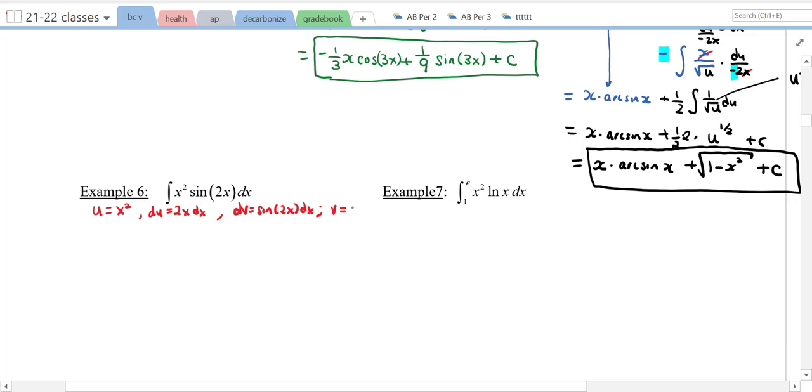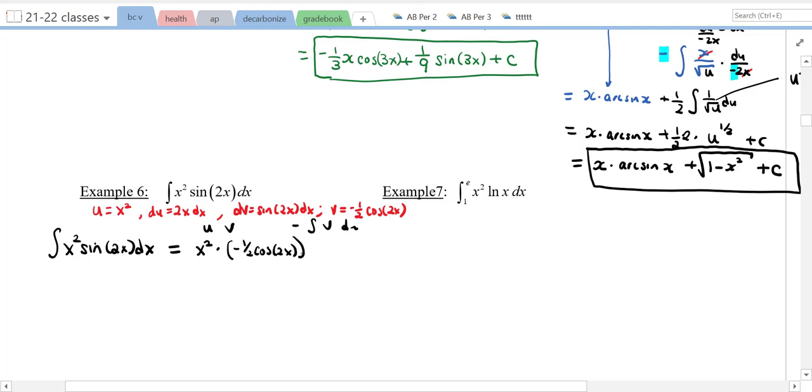Integration of sine is negative cosine, right? I have to get rid of that 2, so 1/2 cos 2x. Okay, so I'm ready for ultraviolet voodoo. Ooh, scary. U is x squared times v, negative 1/2 cosine of 2x, minus integration of v, negative 1/2 cosine of 2x, times du, 2x dx. Let me just simplify this.